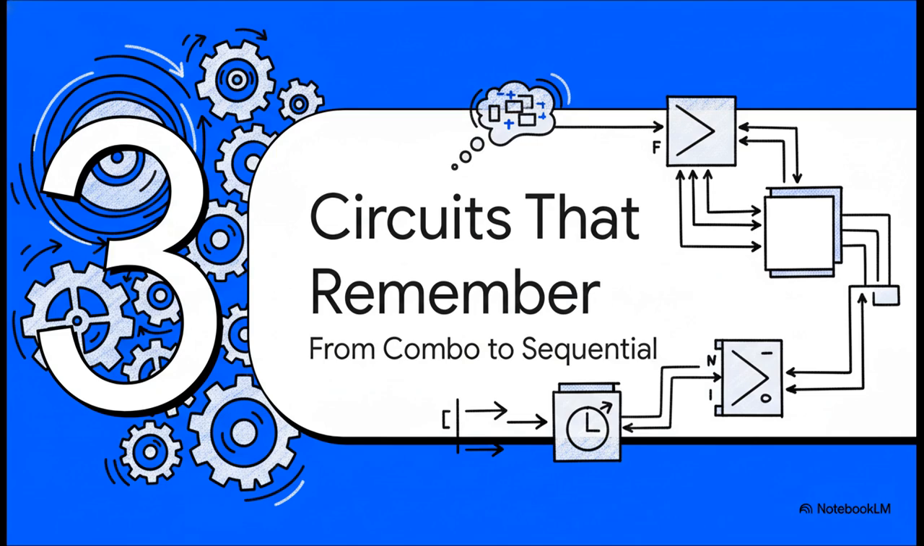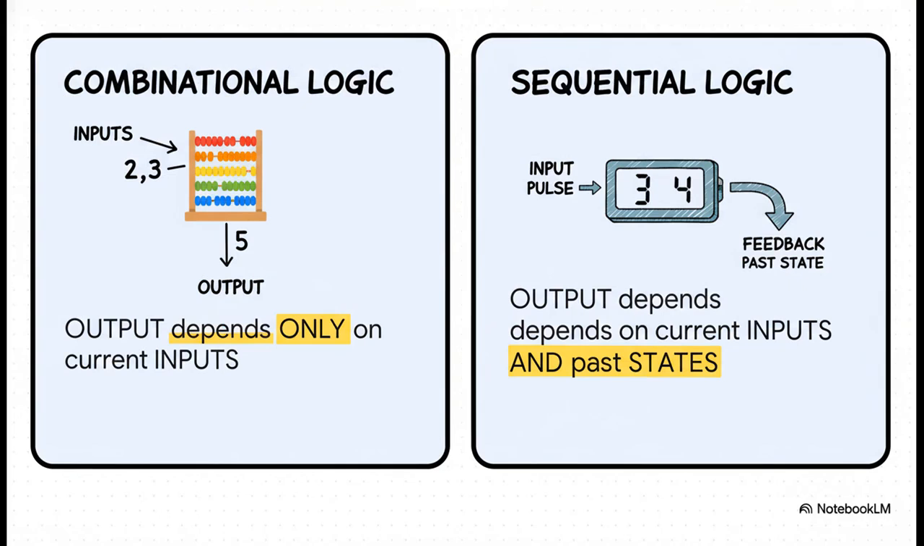Memory. How do we get our circuits to actually store information, to have a sense of history? Well, this requires a pretty major shift in our thinking. We have to move from what's known as combinational logic to sequential logic. Let's break down that difference. Combinational logic is completely stateless. Its output depends only on whatever its inputs are right now. Think of an AND gate. It has zero memory of what its inputs were a split second ago.